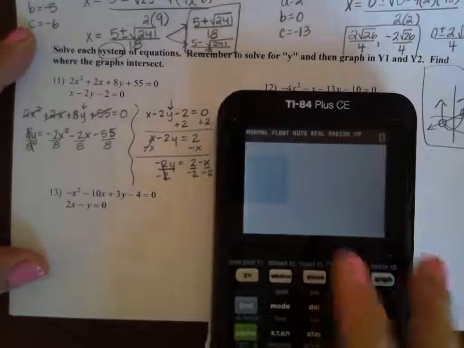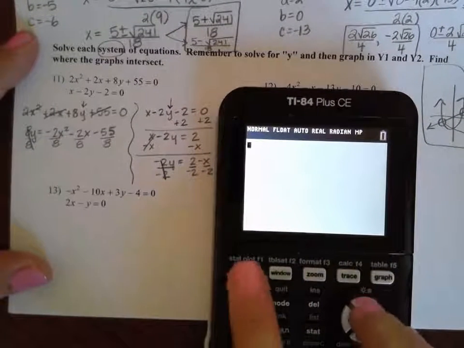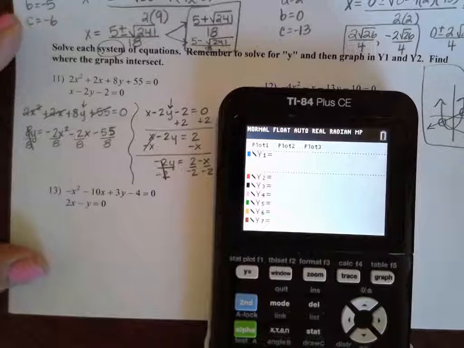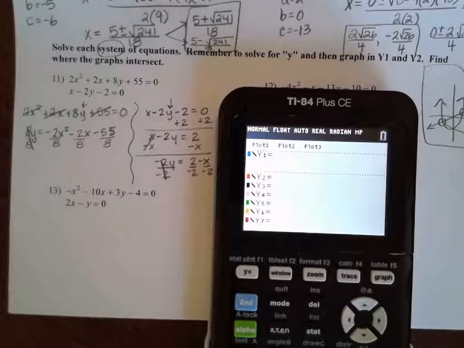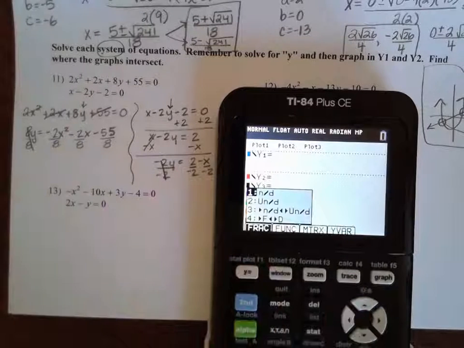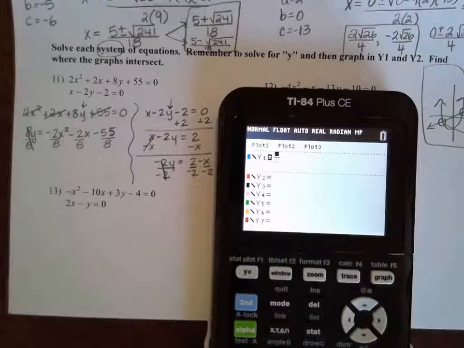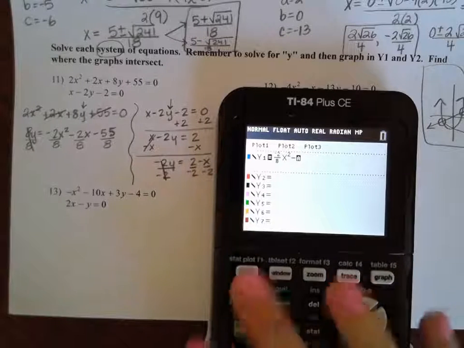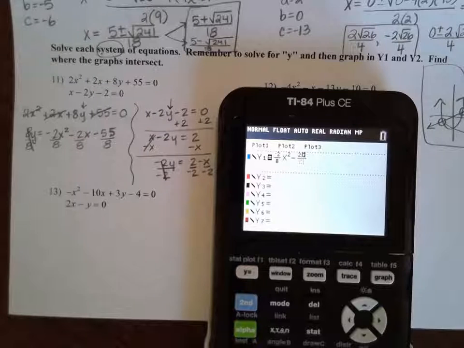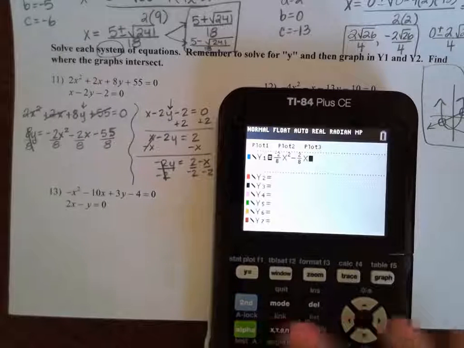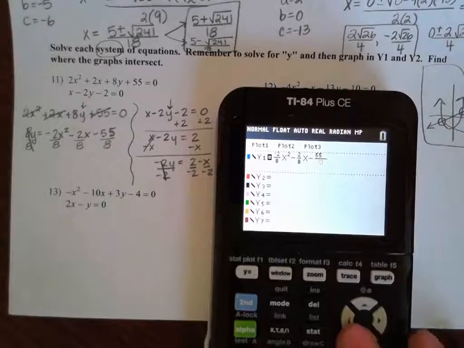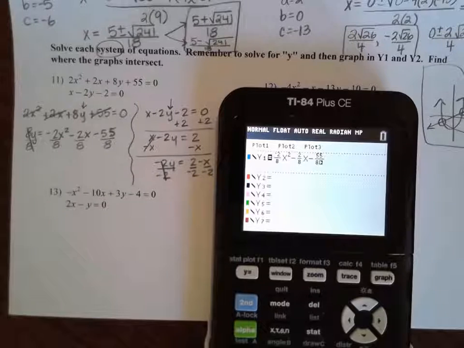So very carefully, in your calculator, go to y equals, clear out anything that might be hanging out there, and I am going to use the alpha y equals for all of this. So alpha y equals negative 2 over 8, and then that's x squared, minus alpha y equals 2 over 8 x, minus alpha y equals 55 over 8. Okay, that's going to go in my y1.